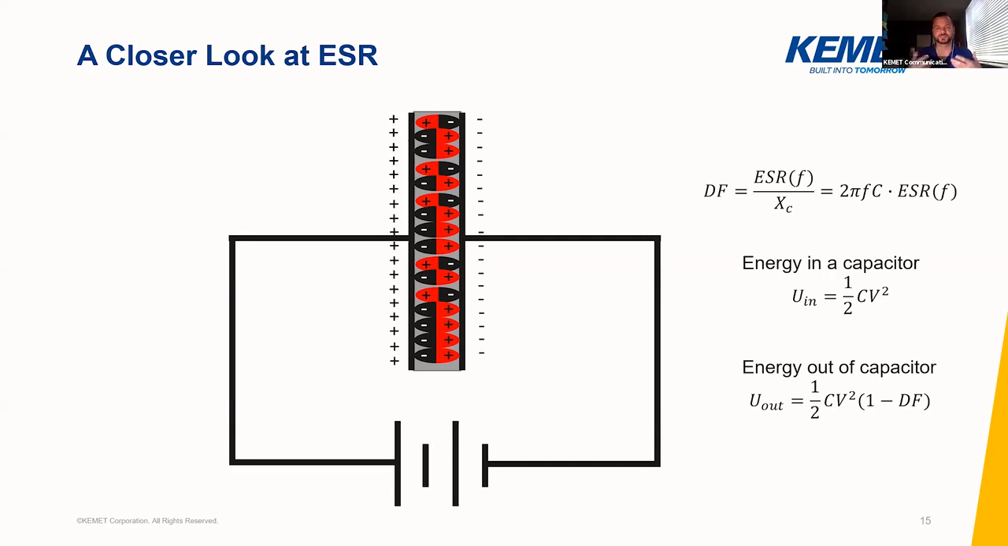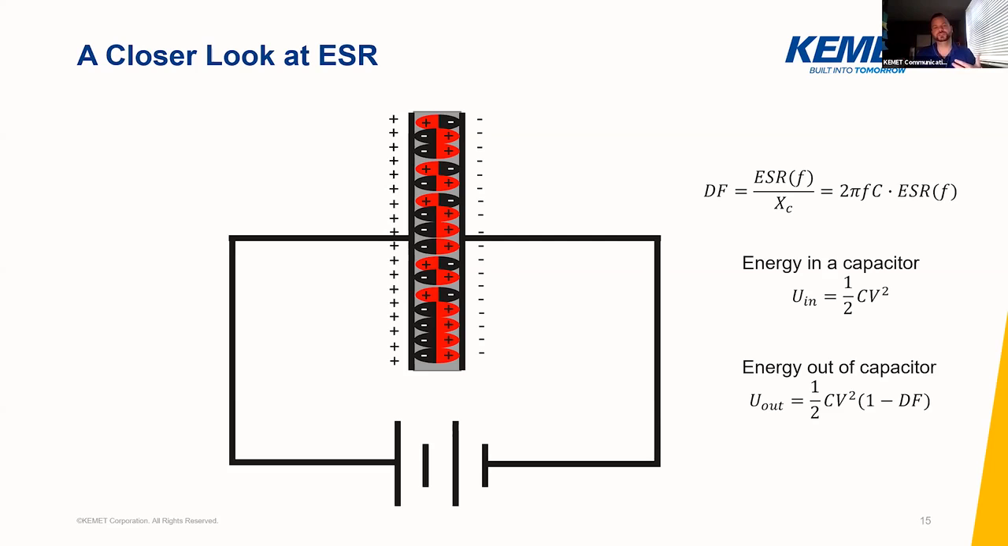It's a loss mechanism. So if you think of it from an energy standpoint, the energy in a capacitor is 1/2 capacitance times voltage squared. But in the real world, as usual, we have to obey the laws of thermodynamics, and you can never get as much energy out of something as you've put into it. There is always a loss.